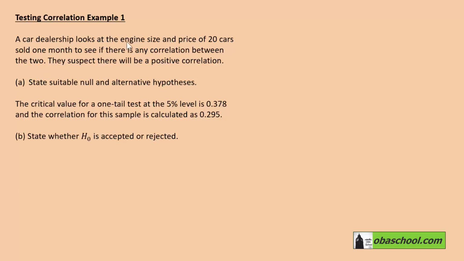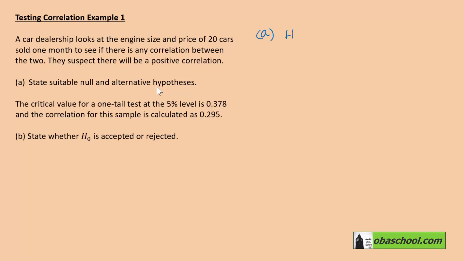A car dealership looks at the engine size and price of 20 cars sold in 1 month to see if there is any correlation between the two. They suspect there will be a positive correlation. State suitable null and alternative hypotheses.